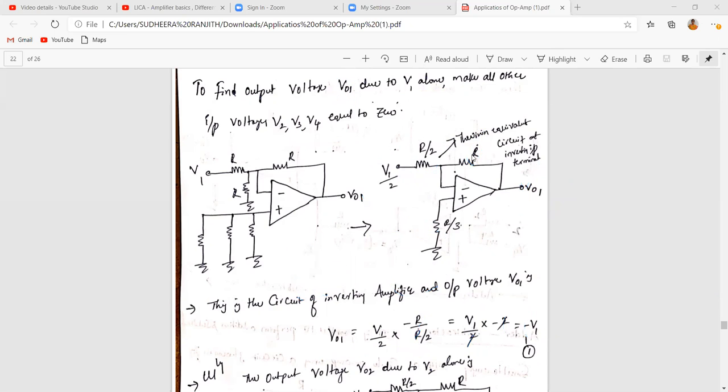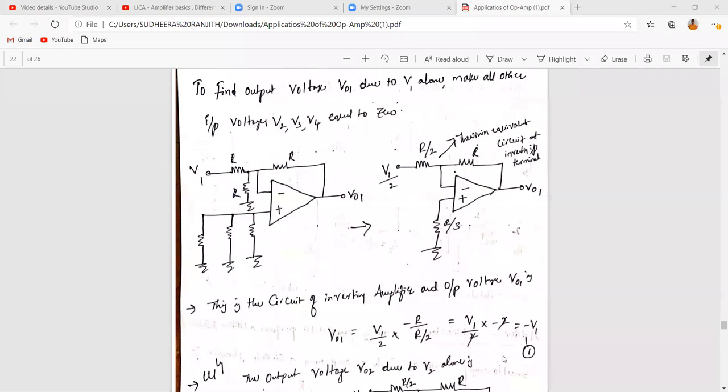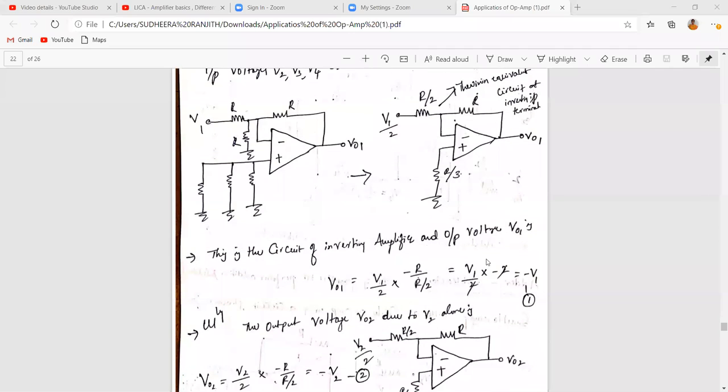So the output of the above circuit, when V1 is active, V2, V3, V4 are inactive, is nothing but minus V1, which is considered as equation 1. Equation 1, V01 equal to minus V1. Is it clear up to this point? All of you? Is it clear? Yes, sir. Right.